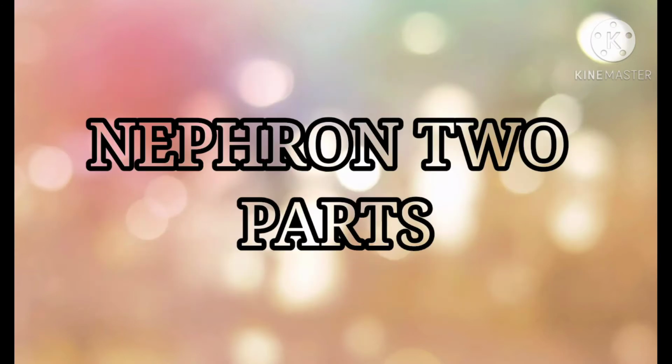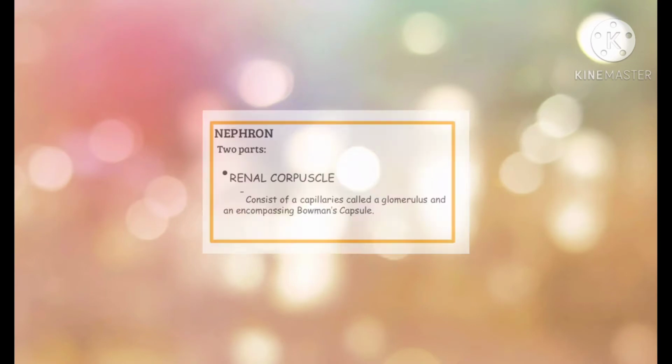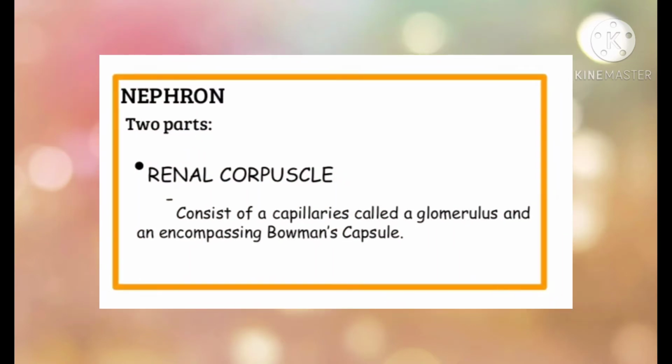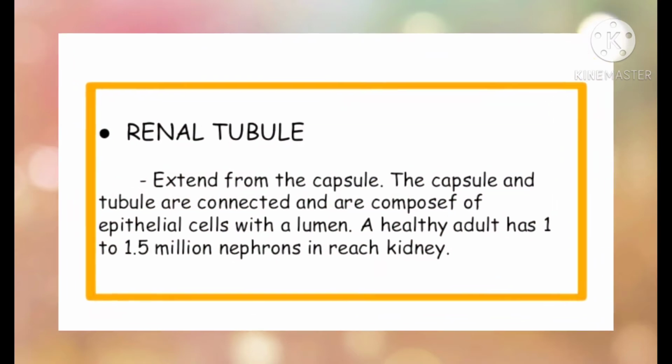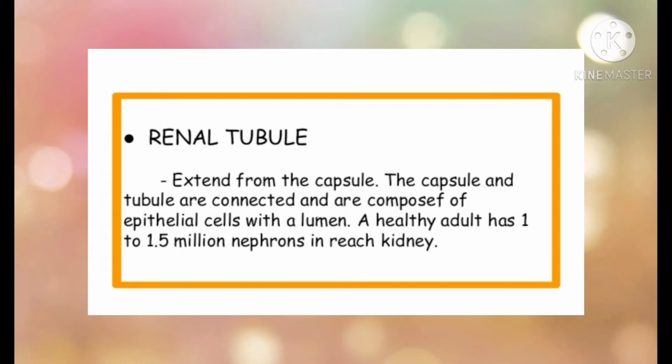Nephron, two parts. There are two parts of the nephron, and these are: first, the renal corpuscle, which consists of capillaries called a glomerulus and an encompassing Bowman's capsule. And the second part of the nephron is the renal tubule, which extends from the capsule. The capsule and tubule are connected and are composed of epithelial cells with a lumen. A healthy adult has 1 to 1.5 million nephrons in each kidney.